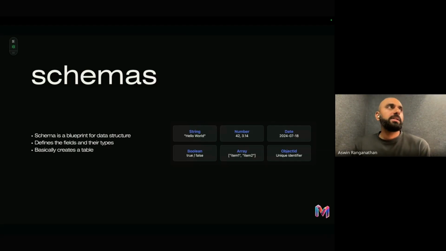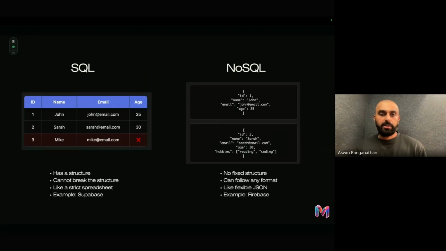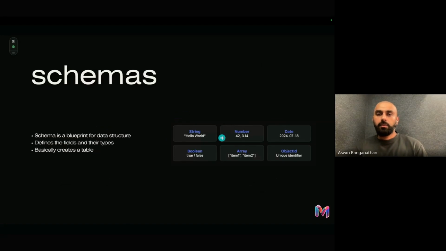Schema is the structure that you're creating to store in your database. For example, in this one, ID, name, email, age is the schema. So you're good. Yeah, go on.